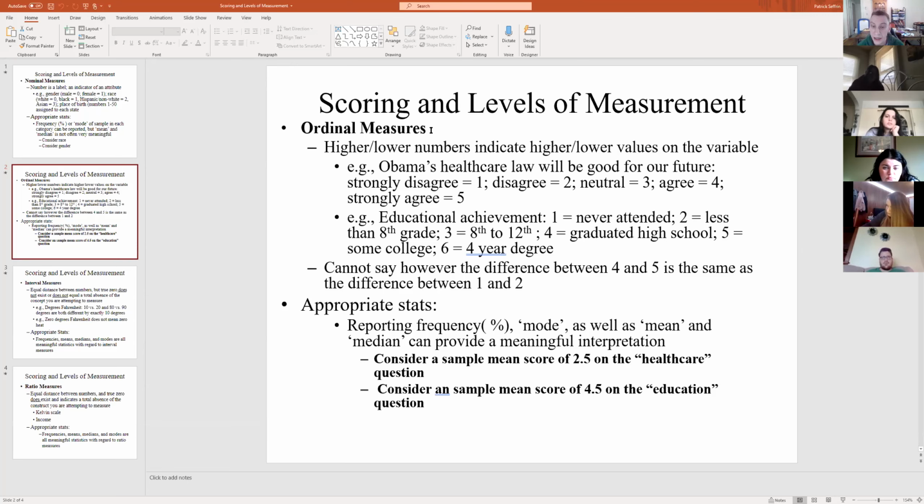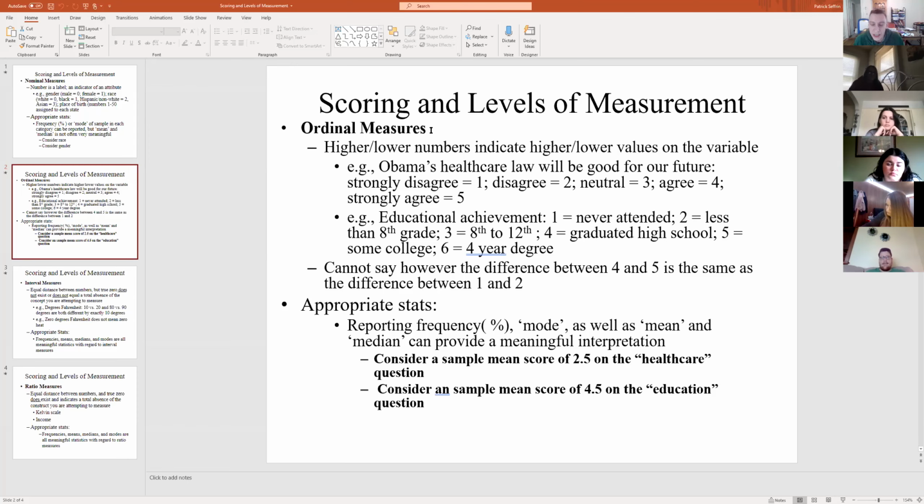You can start reporting a mean or an average. Okay, so it would make sense. If you look at the average response to the healthcare question, if someone got a 2.5 on that, that would suggest that the average respondent is somewhere between disagree and neutral on Obamacare. With a 2.5, the average person is somewhere between disagreeing with it and standing neutral on it.